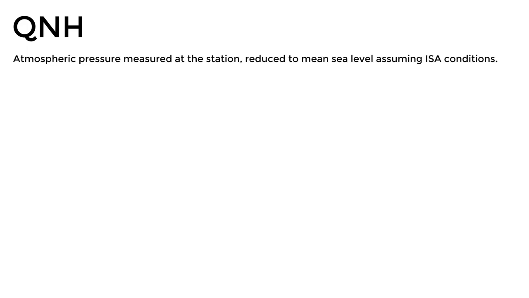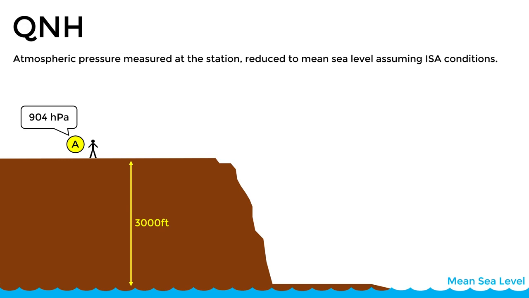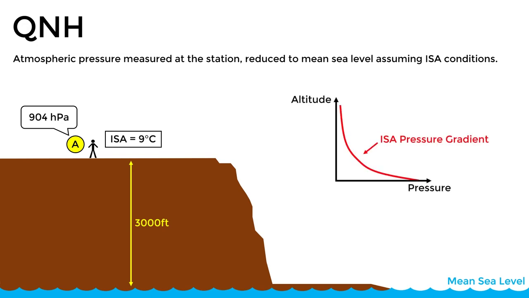This is the atmospheric pressure measured at the station, reduced to mean sea level assuming standard temperature conditions. Let's see what this implies. Let's suppose we have the same situation as before, and the station reports a QFE of 904. Now, under standard conditions, the temperature at 3,000 feet is 9 degrees Celsius, so we will assume that temperature to calculate the vertical pressure gradient, regardless of the actual temperature conditions at the station.